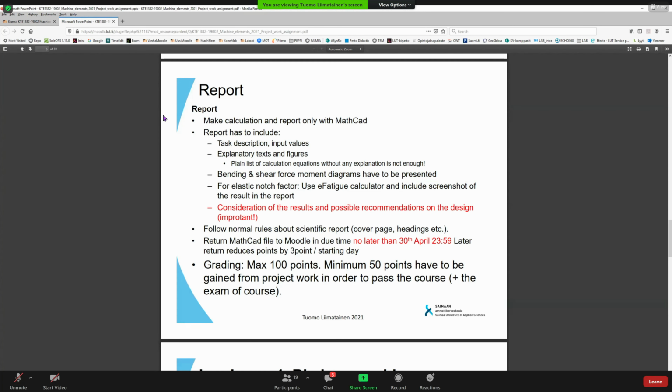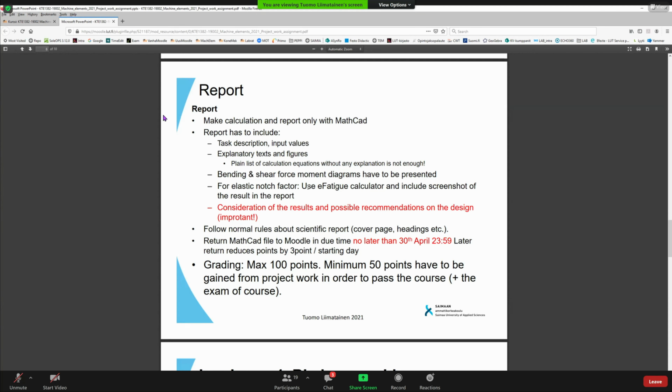A very important part of the report is the final results and considerations on the result, and maybe possible recommendations on the design, so that you think and evaluate what did you calculate and does it make sense, and if it doesn't make sense, why, what would you change, is there something that's maybe not reasonable. Otherwise, you should follow normal rules about scientific reports. So you have a cover page with your name and student number, you have headings, etc. So it's looking like a real report.